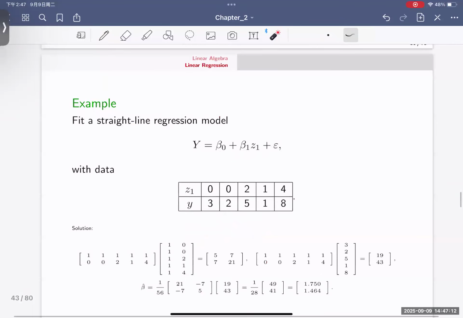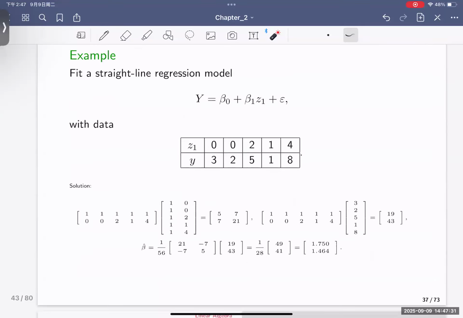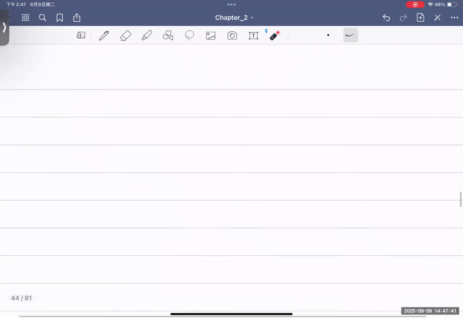I also have one exercise for you, which you can do after the class. It's just some common calculation, but also a good opportunity to review the content we mentioned today. Now we have finished how to find the least square estimate. So now I would like to propose a question for you.